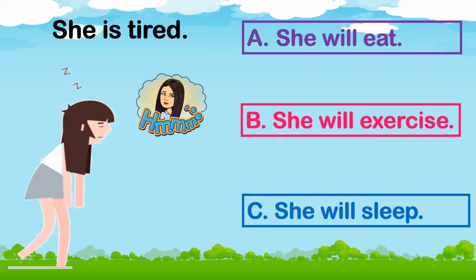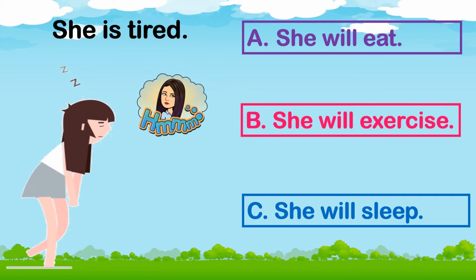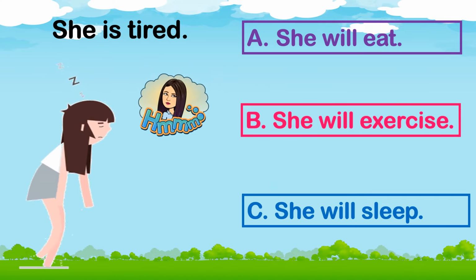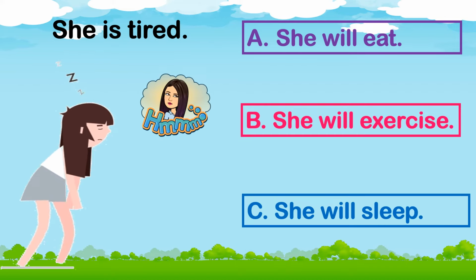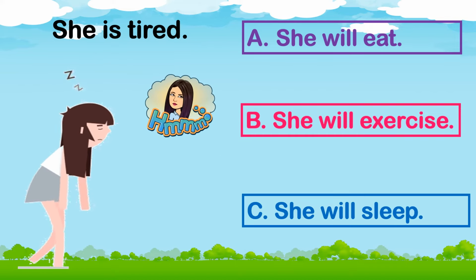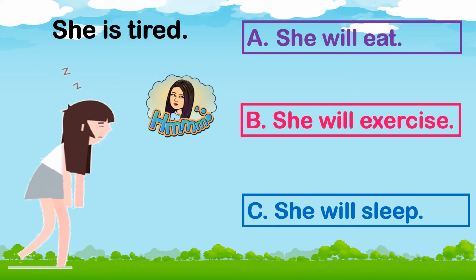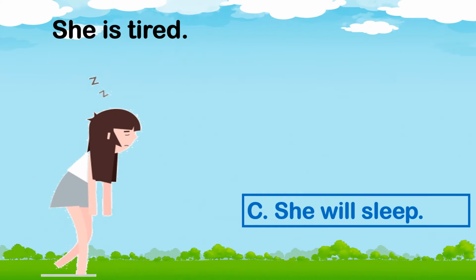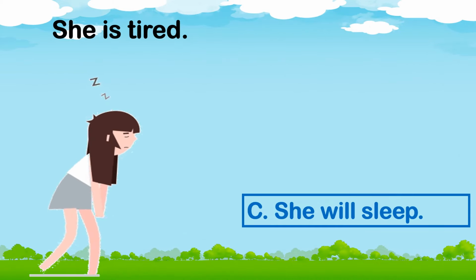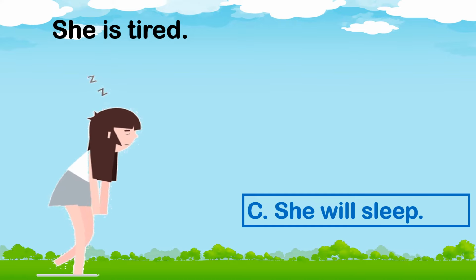She is tired. A. She will eat. B. She will exercise. C. She will sleep. And of course, the correct answer is letter C. She will sleep.